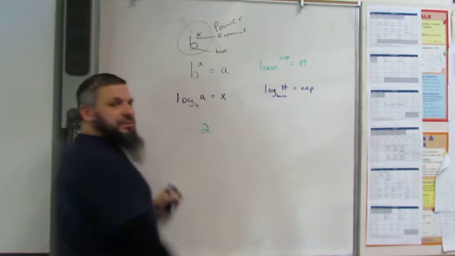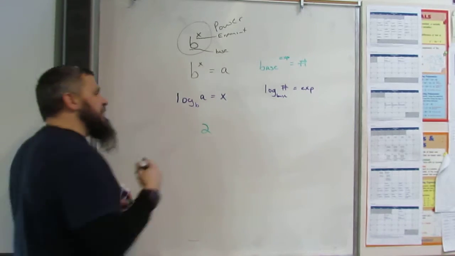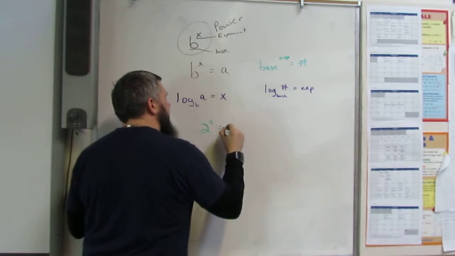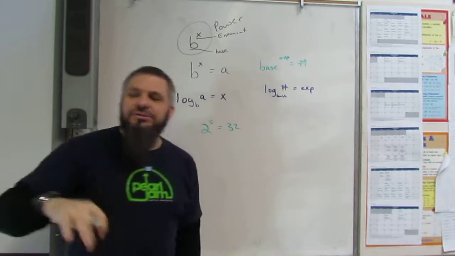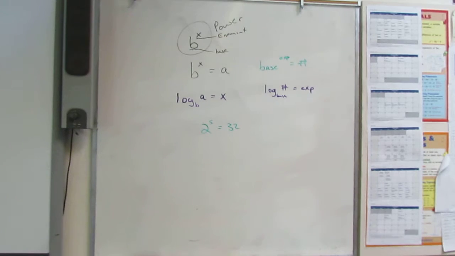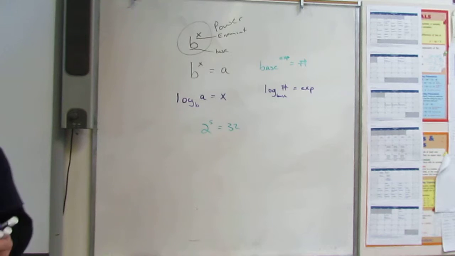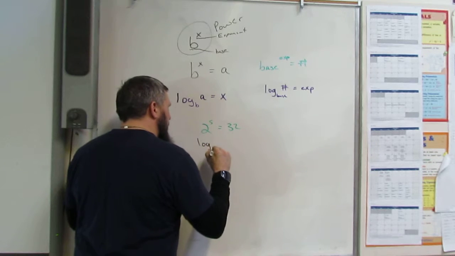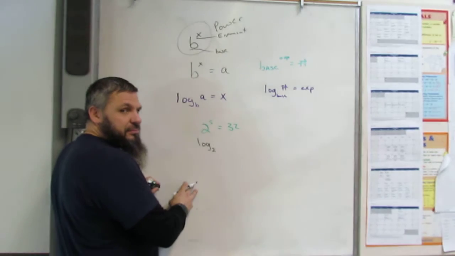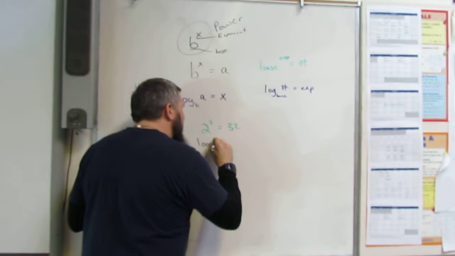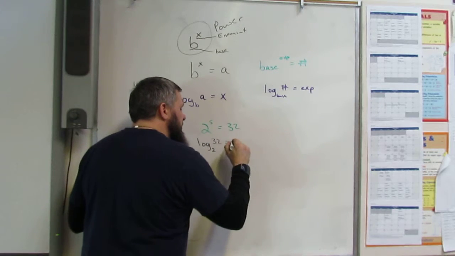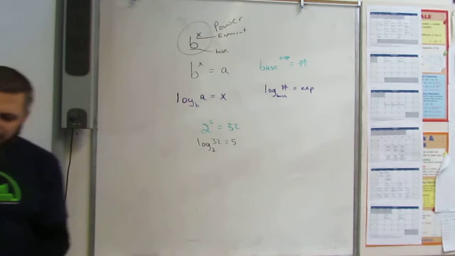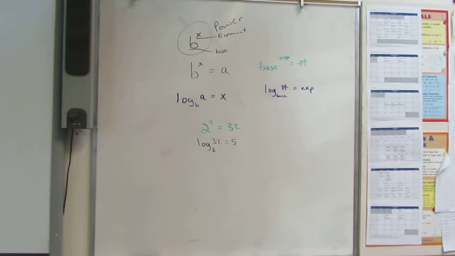Let's use the number 2. Because 2 raised to the 5th power, right, is equal to 32. In other words, 2 times 2 times 2 times 2 times 2, right, is equal to 32. Right? So if I wanted to do this, I would say that the log base 2 of the number 32 is equal to 5. Okay? Now, here's the problem.